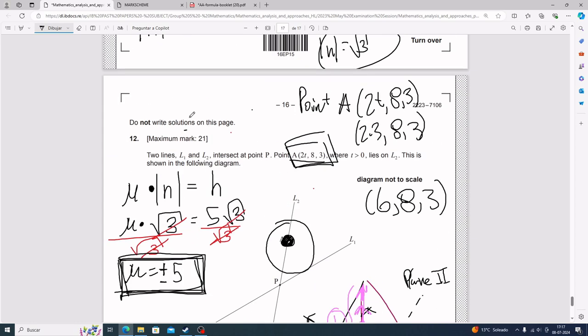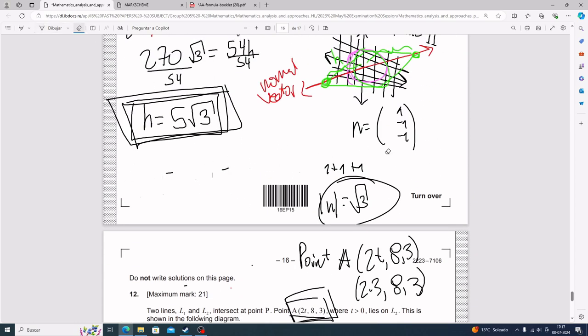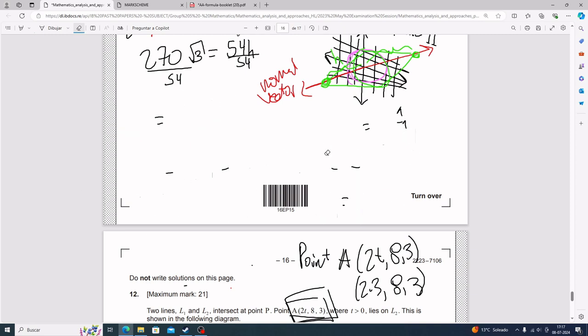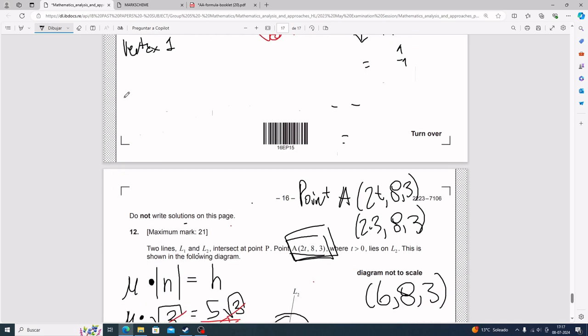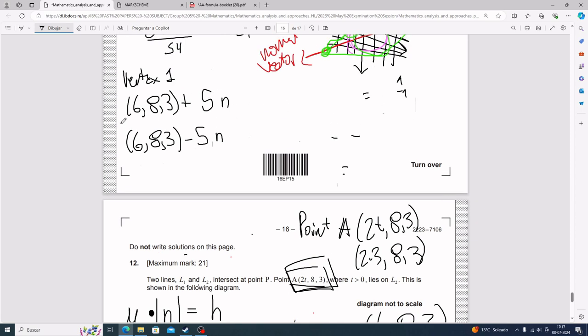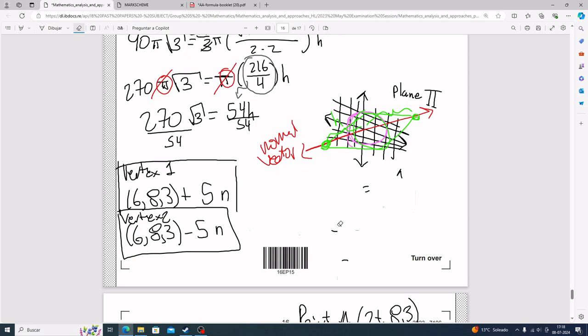So let's literally put that in writing. Enough blah blah, let's get into it. So vertex 1 is going to be your point A, which is 6, 8, and 3, plus 5 times n, or you're going to have 6, 8, 3 minus 5 times n. n as a vector. So vertex 2 is this one down here, and vertex 1 is that one up there. So let's go ahead and do vertex 1 for now.